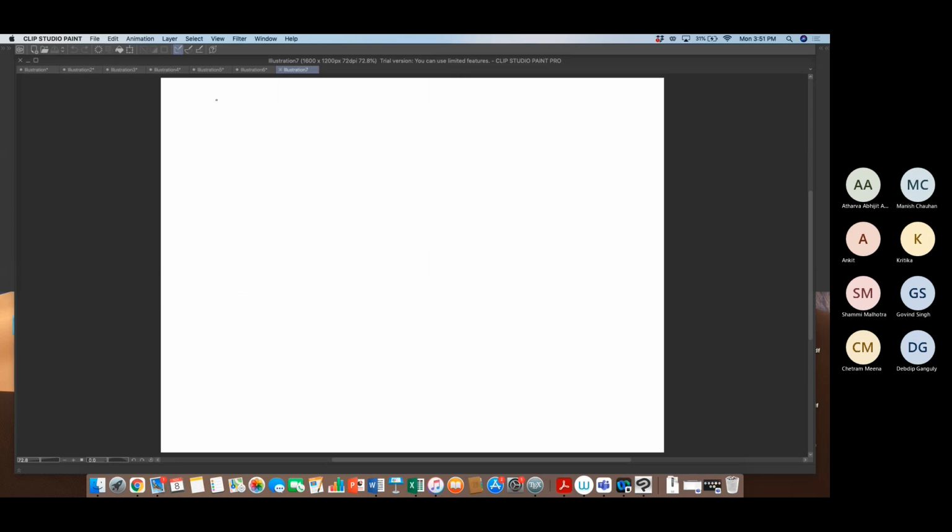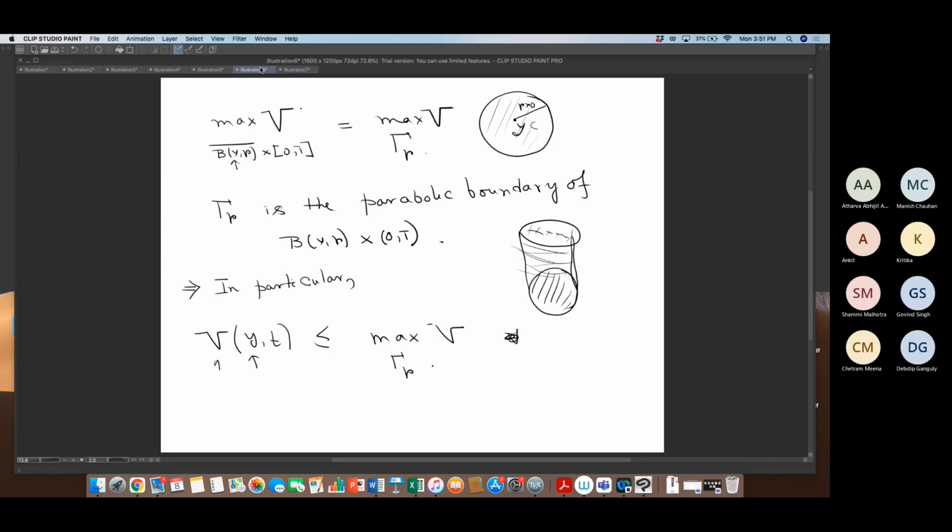Now let (x,0) belong to gamma r. Then where does this point lie? (x,0) belongs to gamma r, means where does this point lie? Here. This is the point. (x,0) belongs to gamma r. So it is in the bottom boundary. You understand? Yes or no? Yes, sir. The point (x,0) is in this boundary.